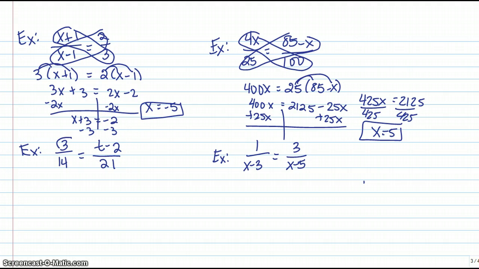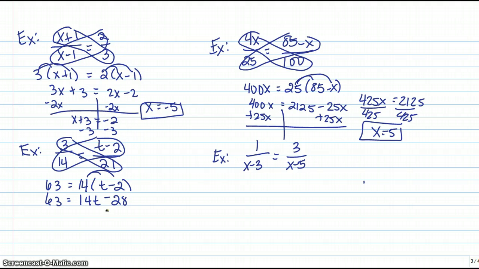Alright, next example, I've got to do 3 times 21. Well, that is 63. And then I'm going to do 14 times t minus 2. So 14 parentheses t minus 2. So 63 equals, you're going to have 14t minus 28. And I'm going to add 28 to both sides. And so 14t is going to equal 91. And then I'm going to divide by 14. And I'm going to get t is equal to 6.5.